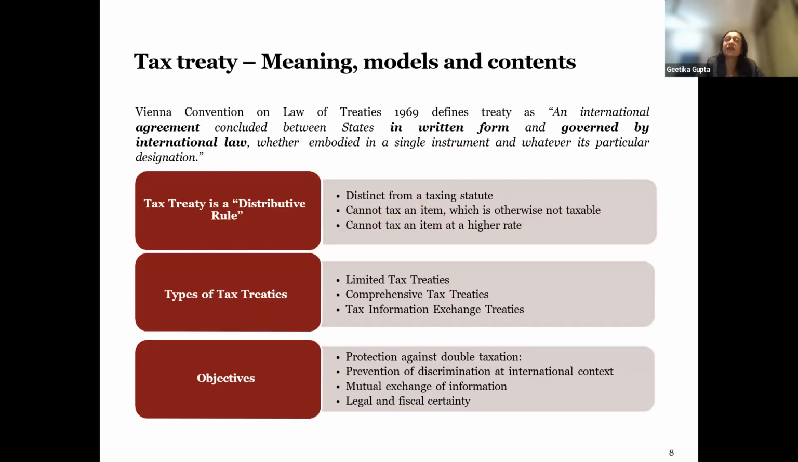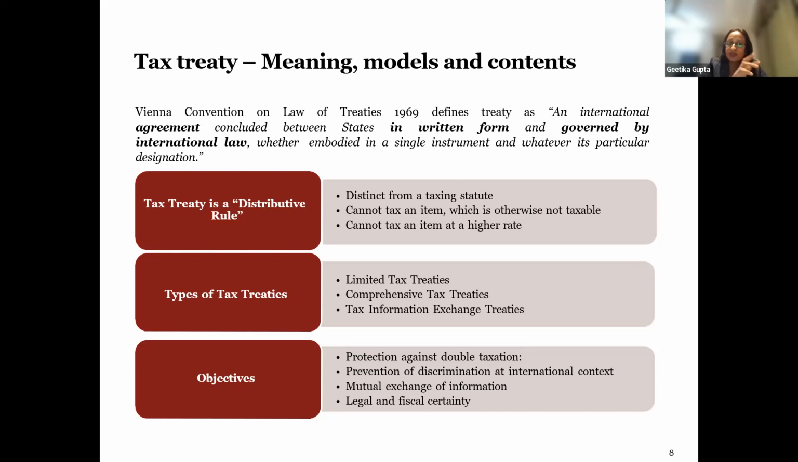Again, continuing from what we discussed in the last slide: what is the treaty? What is the need of a treaty? What type of treaties are there, comprehensive or limited treaties? I would just like to throw some light. The Vienna Convention defines a treaty. But what is the Vienna Convention? It's a multilateral treaty that's signed and ratified by several countries, which codifies the customary international law for interpretation of treaties. So a DTA comes into play to mitigate the hardship of subjecting the same income to double taxation.